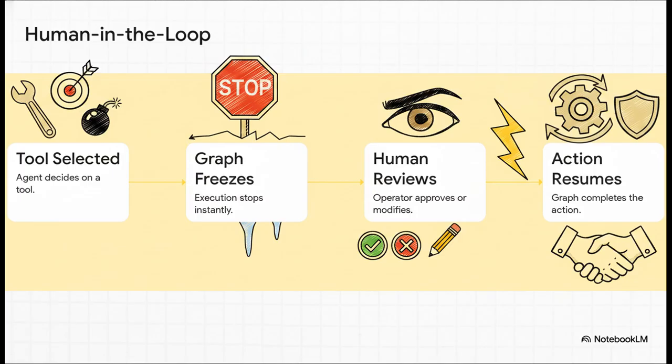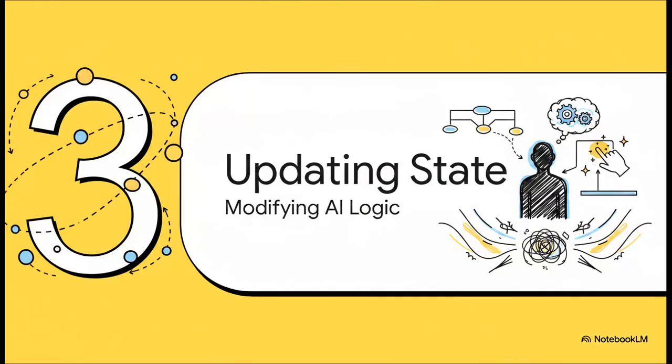And finally, step 4, the human gives the signal. The graph unfreezes, and it completes the action safely. The human acts as the ultimate safety net here. Which brings us to Section 3, updating the agent's state.